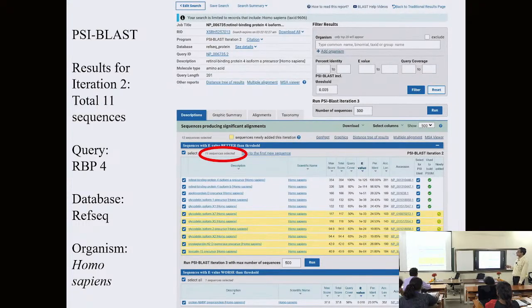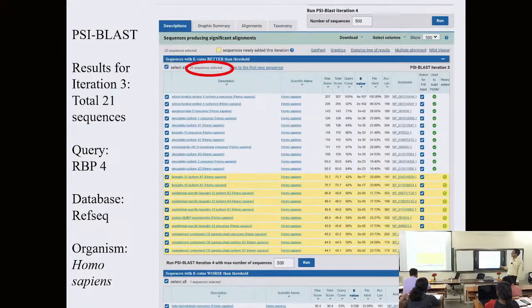So second iteration, how many hits? From 5 it increased to 11, and these 6 are new hits. Now they will all be included in constructing the position specific scoring matrix, and then that will be used for doing the BLAST. In the next iteration, from 11 to 21, so 10 more got added. So keep repeating it, because you want to identify all homologs of retinol binding protein in human. How many are there? So far we identified 21.